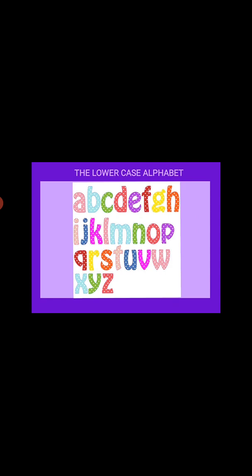Now, I want us to take the alphabet rhyme. A, B, C, D, E, F, G, H, I, J, K, L, M, N, O, P, Q, R, S, T, U, V, W, X, Y, Z. Sing, sing, I can sing, sing, sing, I can sing. Sing, sing, I can sing my A, B, C. Oh, yay!